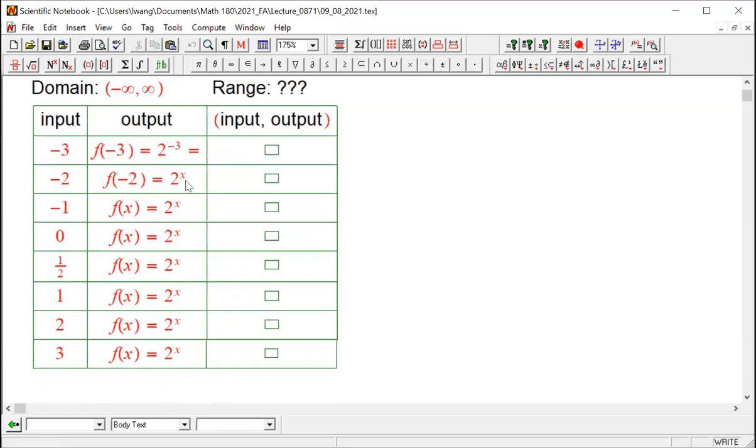Input, output. Input, produce some output for me. Are you guys working on it? Please do.